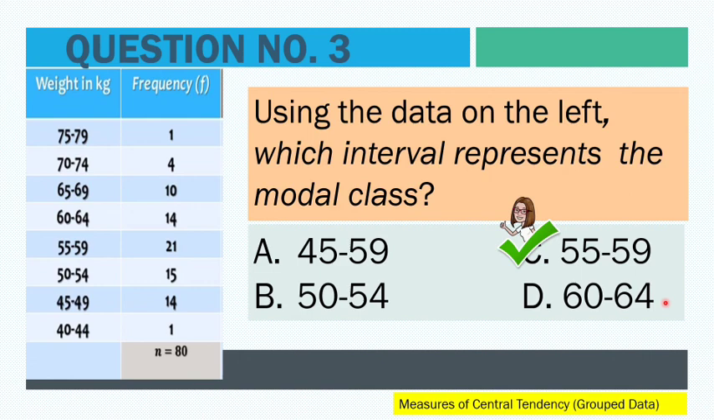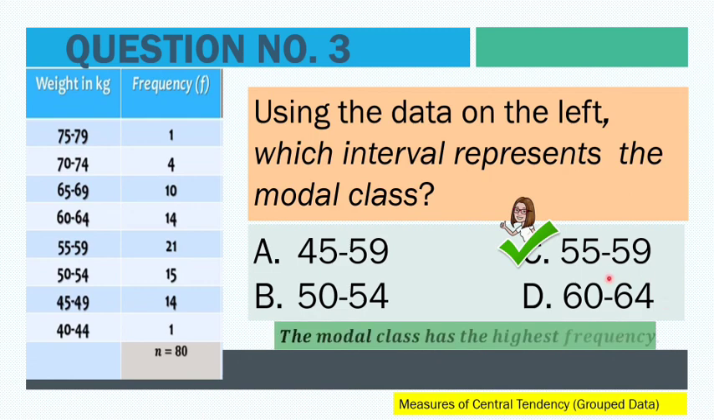C is the correct answer, 55 to 59, because the modal class has the highest frequency. When we say highest frequency, it's the number that has the highest value, of course, and that is 21. And its interval is 55 to 59. Do you get it? Very good.